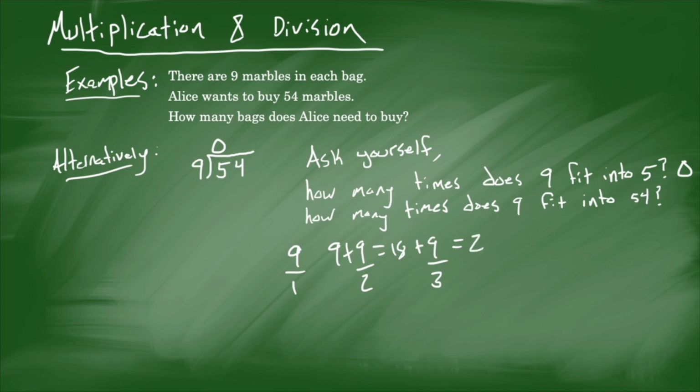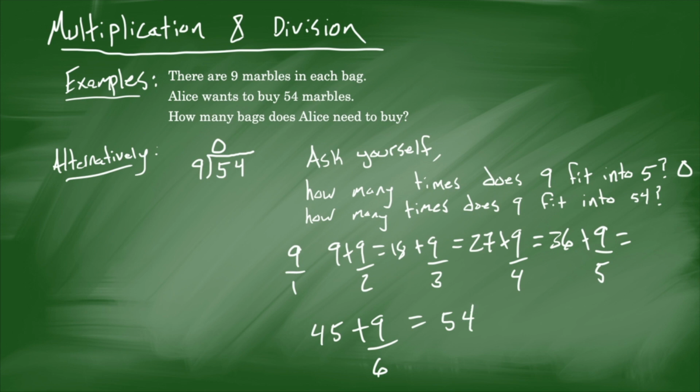That gets us 27. Plus 9, so we're up to 4. And that equals 36. So we can still fit 36 into 54, so let's keep adding. One more 9. We're up to 5 9s. 36 plus 9, that's 45. Plus another 9, we're up to 6. And that would be a total of 54. If we add another set of 9, that would be over 54. And so we stop. We stop at 6 bags.